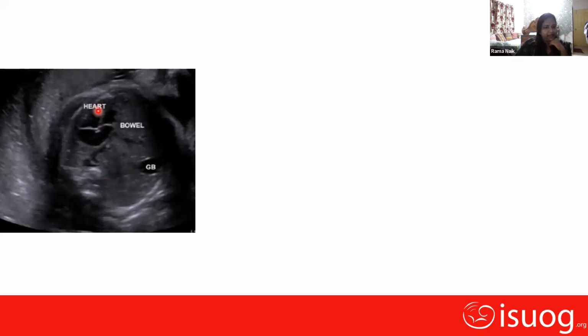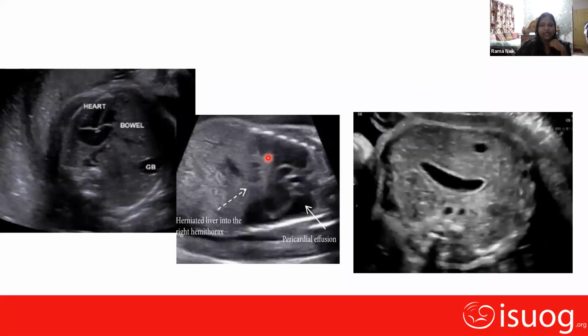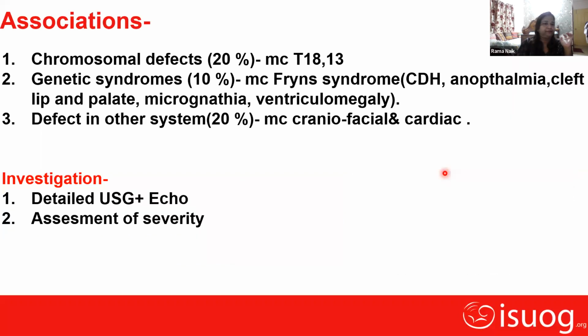These are the scan pictures. This is the heart here in the left side. In the right side, the whole mass is the liver, and we can see the gallbladder here. And this is the herniated liver into the right hemithorax, and pericardial effusion has formed in this case. And this is the stomach I was saying. This is due to stretching. When the herniation occurs, it will stretch the stomach from opposite sides. So there will be transverse stomach bubble.